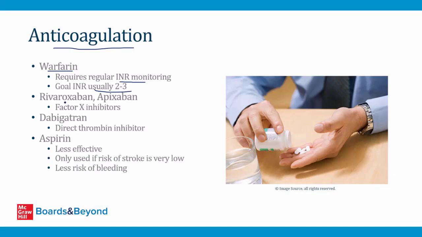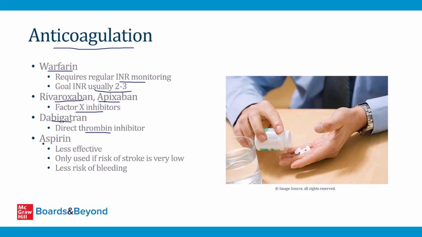In the modern era, we are more often using drugs like rivaroxaban or apixaban. These are factor 10 inhibitors. They're oral drugs, and you don't have to use blood tests to monitor the INR. There's also a drug called dabigatran, which is a direct thrombin inhibitor. It's also an oral drug that doesn't require INR monitoring.